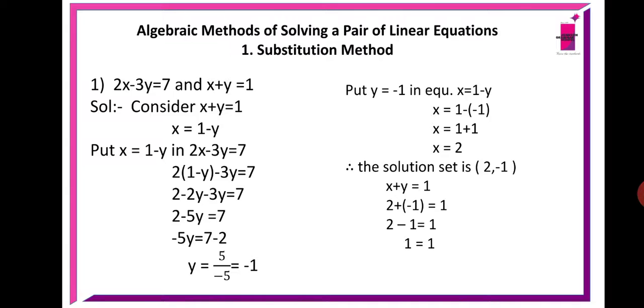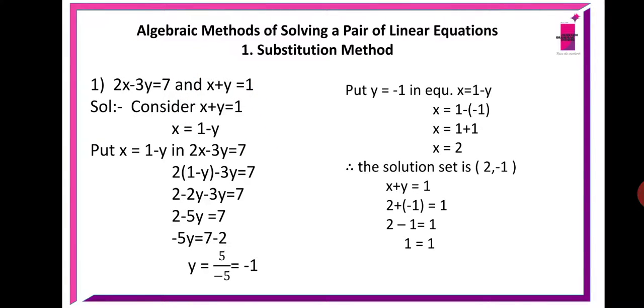So here we are going to learn the algebraic methods of solving a pair of linear equations. One of the methods is the substitution method. Today we are going to discuss the substitution method. Let's consider the system of equations 2x minus 3y equal to 7 and x plus y equal to 1. Consider first x plus y equal to 1.